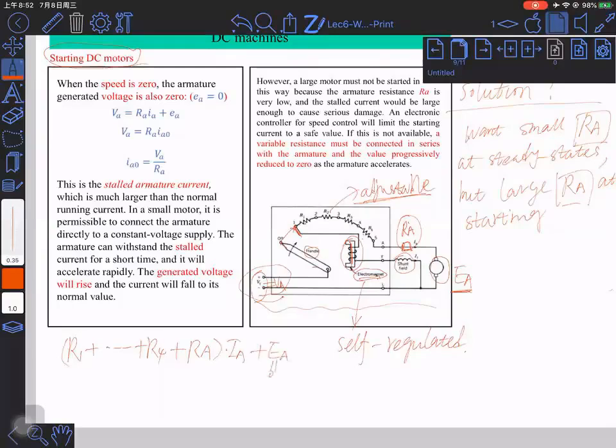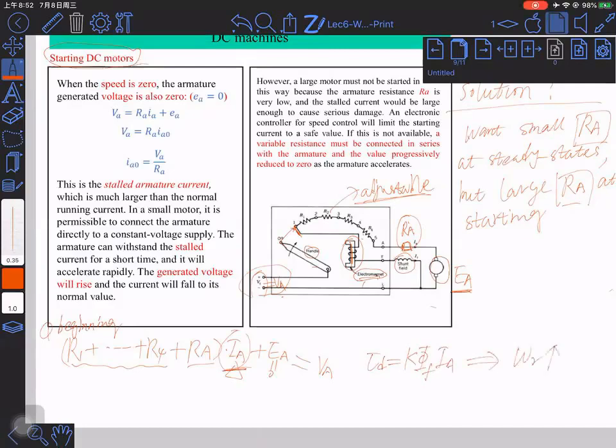This is going to be the resistance times IA plus EA. Because EA at the beginning is 0, this is equivalent to VA. But because those values are large, much larger than IA, we have a comparatively small armature current. At least this armature current is within our limitation, within the range that is acceptable. So this is the starting, just the beginning. And now, because we have the current, we have the torque developed, and this torque is going to be accelerating the machine.